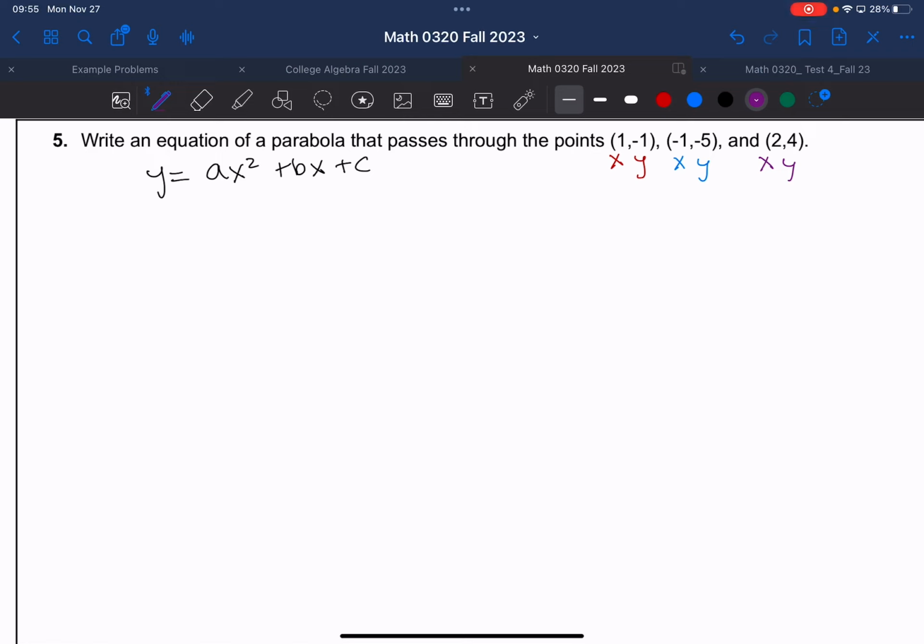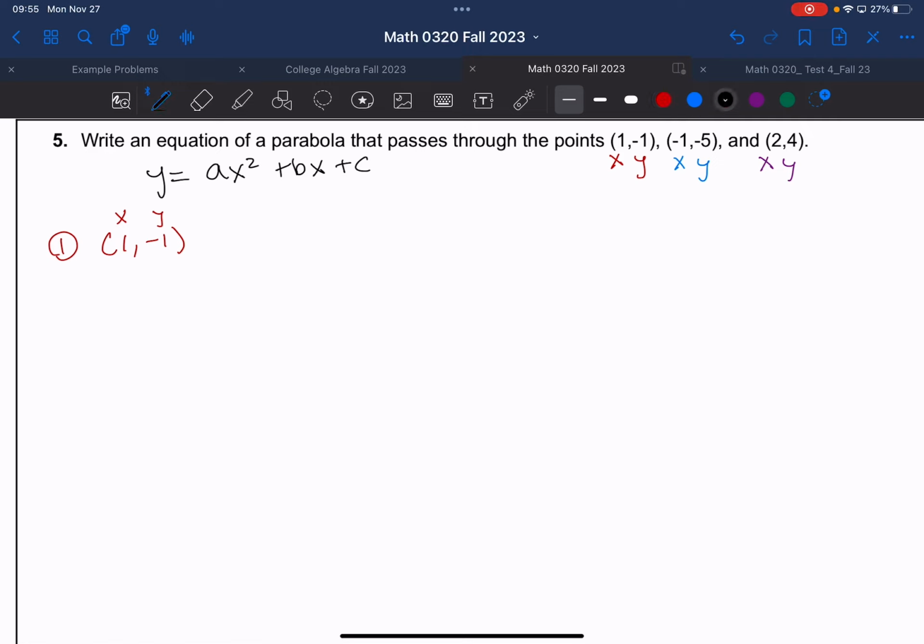And what we're going to do is use these x and y values to try to find all our different a, b, and c values. So, for example, starting with the first one, our 1, -1, I'm going to plug this x and y value into that standard equation.